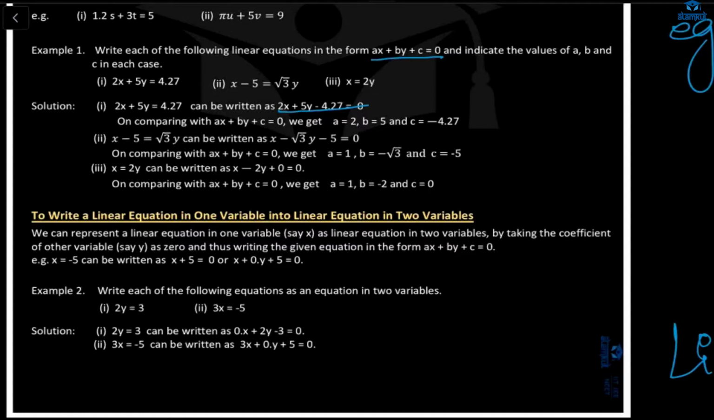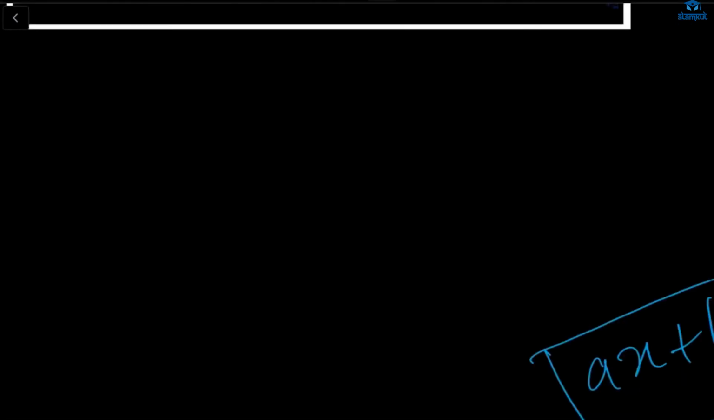Ma'am, I didn't understand how in the first question, 2y equals 3, it's becoming x plus 2y minus 3. Where did you get the x from? Okay, wait, I'll write it again here.